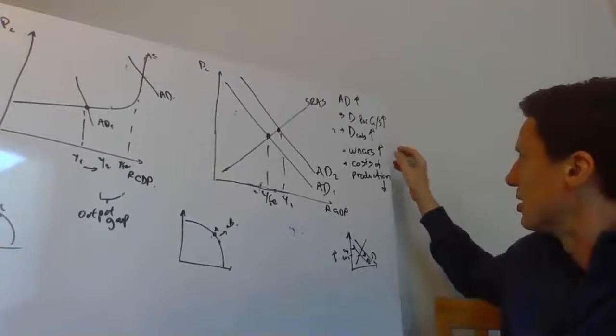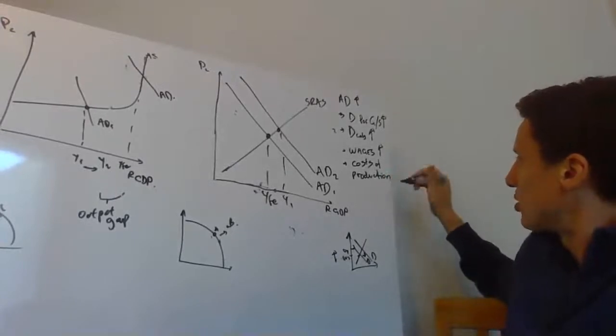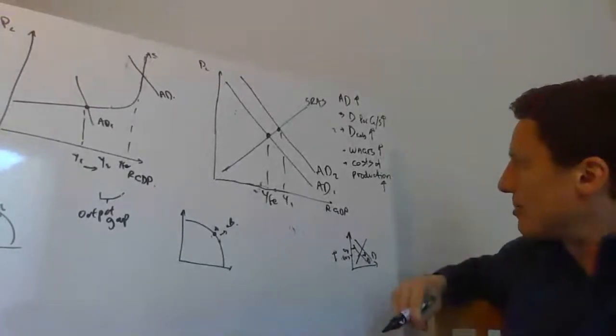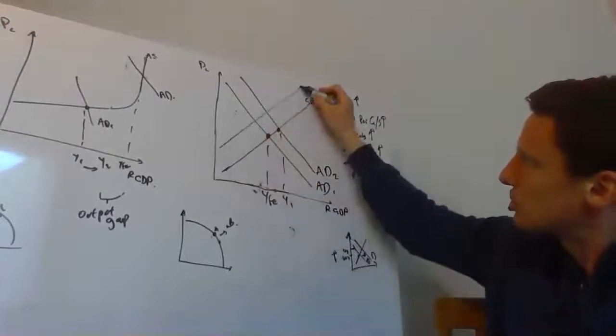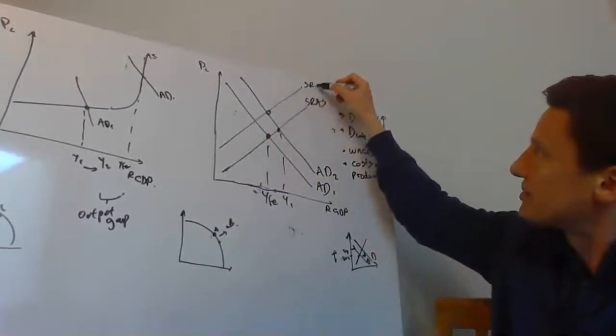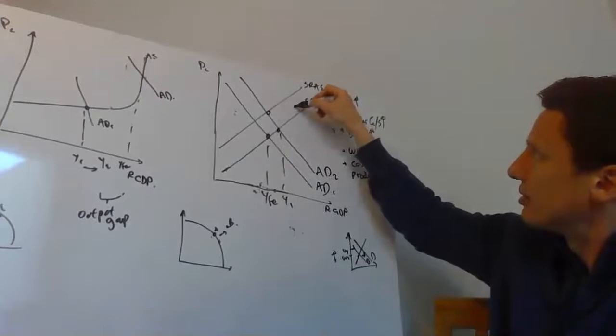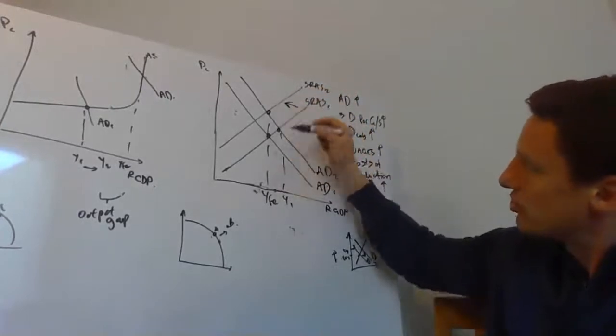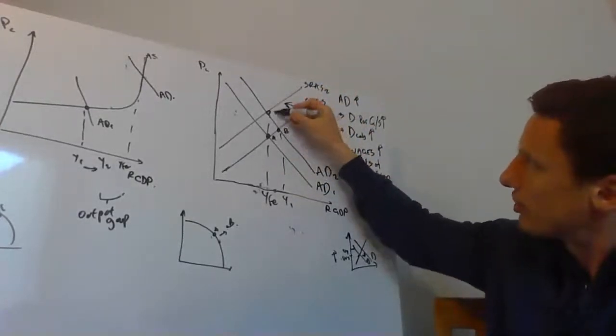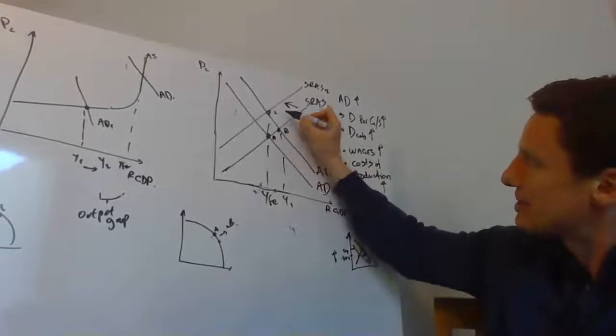Demand is shifting outwards. And because wages are going up, costs of production are going up. And when costs of production are going up, we should shift the short-run aggregate supply curve to the left. And we have come back to YFE. So our direction of movement is now that, A, B, C.